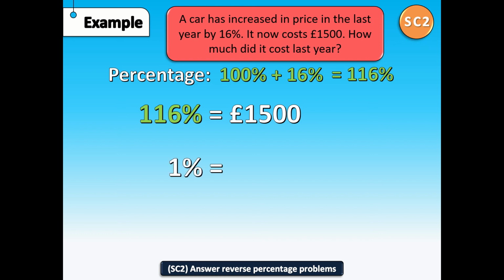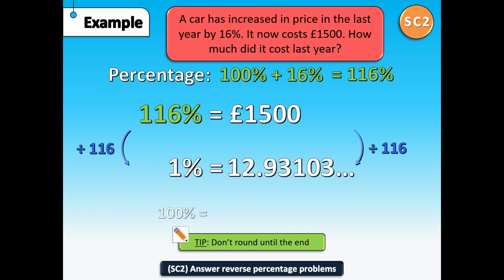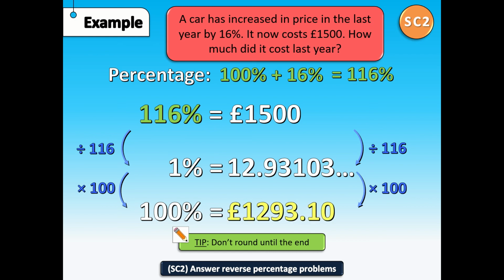To do that, if we work out 1% by dividing by 116, and then times 1% by 100. So originally the car costs £1,293.10.